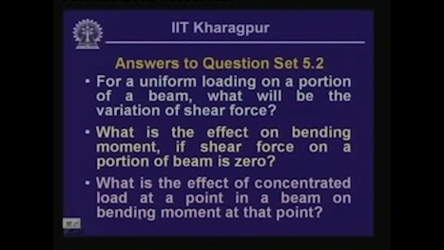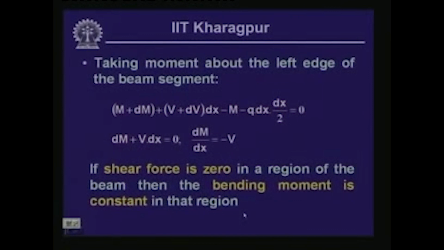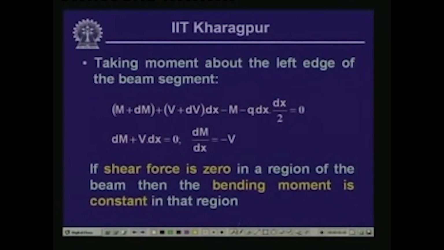Now, the second question was what is the effect on bending moment if shear force on a portion of beam is 0. We have discussed this aspect also. Let us look at this equation. When we take the equilibrium of the bending moment on the left edge of that segment, the resulting equation is dM/dx equals the negative of V, or the rate of change of the moment along the length of the beam is equal to the negative of the shear force V.